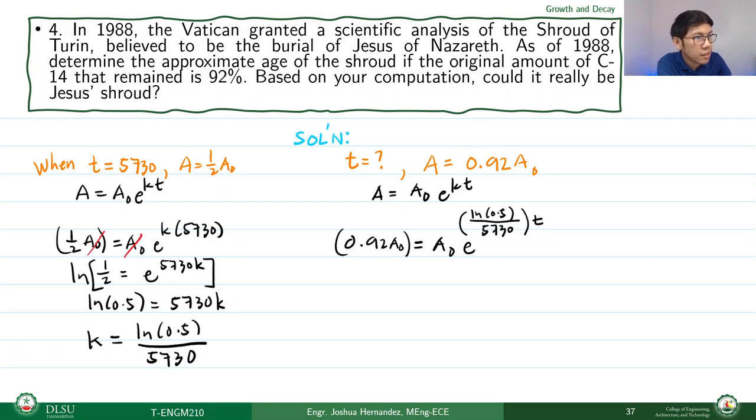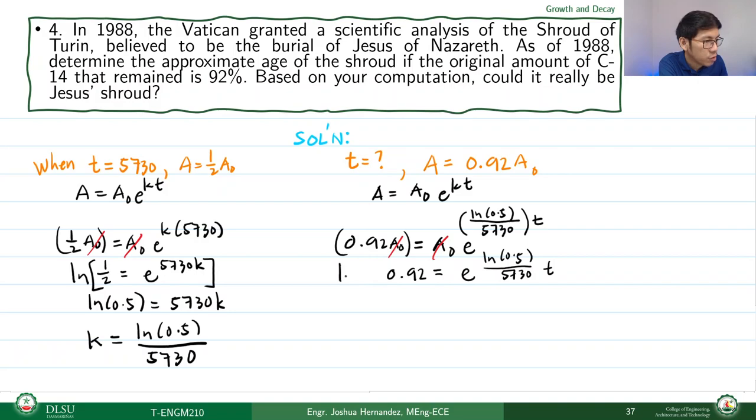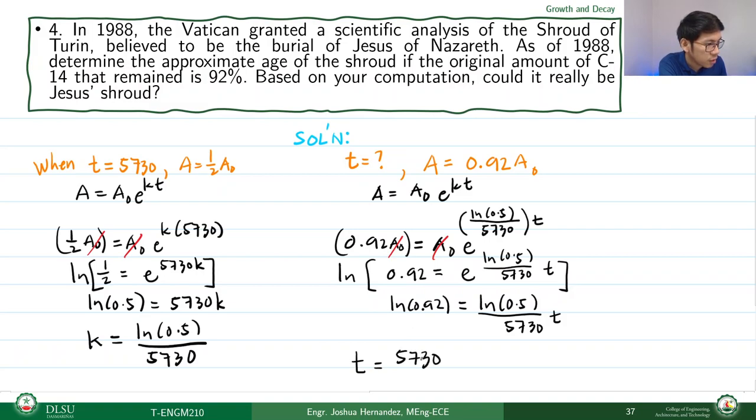Yeah. So A0 cancels out here. And we have 0.92 equals e raised to ln 0.5 over 5730, then t. If we ln both sides, kakaroon tayo ng ln 0.92 equals ln 0.5 over 5730 t. Therefore, t is equal to 5730 multiplied by ln 0.92 all over ln 0.5.